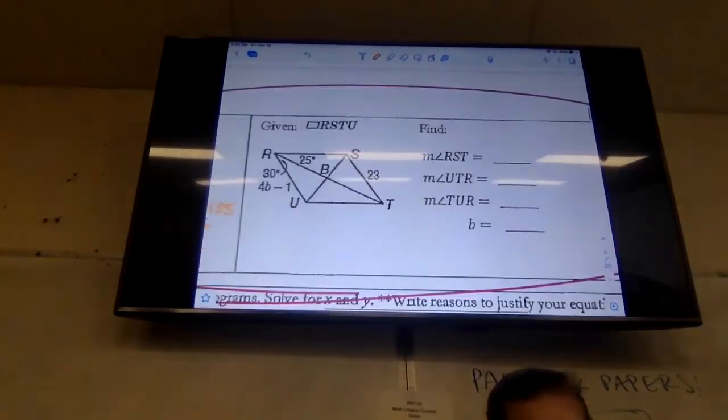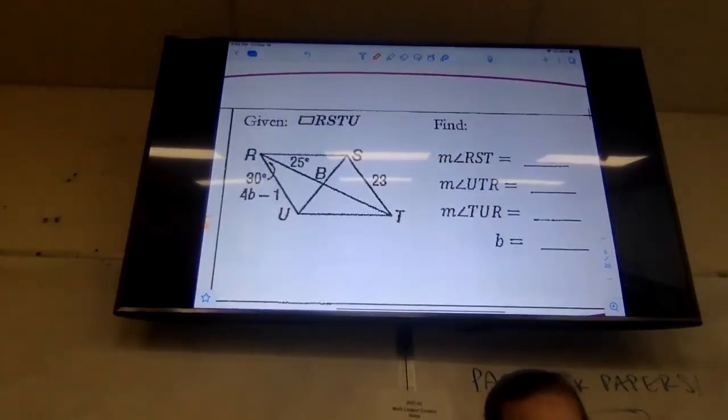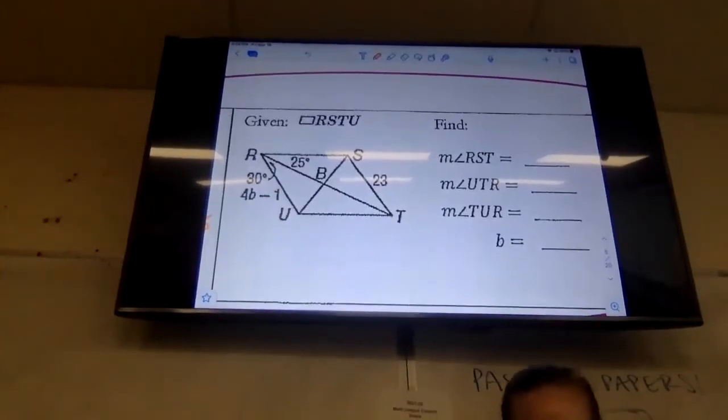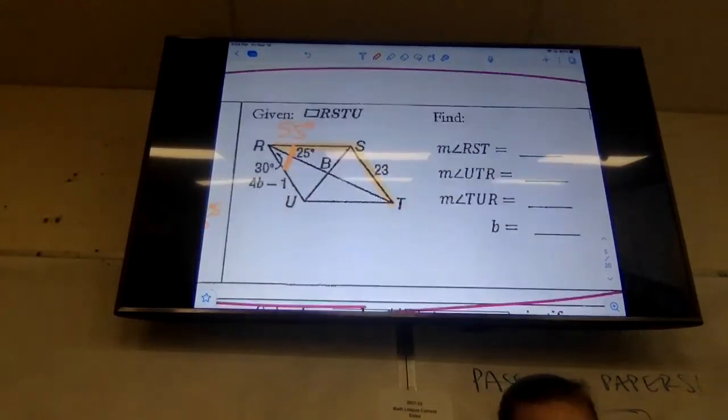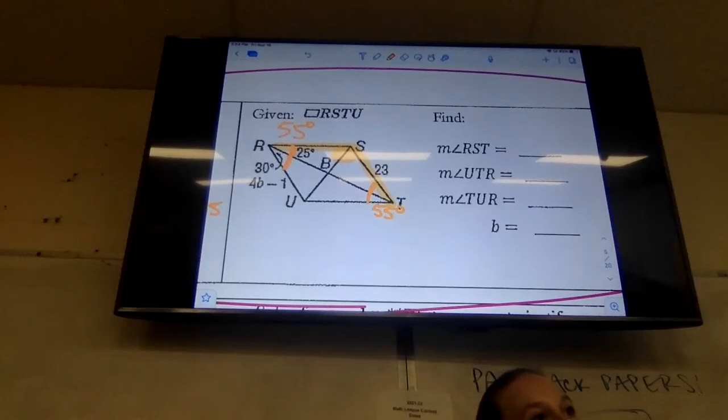We're going to do this parallelogram right here. Okay, we're going to break it apart. First, we're going to find the measure of RST. Okay, where's RST? We know a little part of R is 30. What is all of R going to be? 55. How does angle R relate to RST? T also equals 55. Okay. What about angle S in between them? Supplementary with 55.